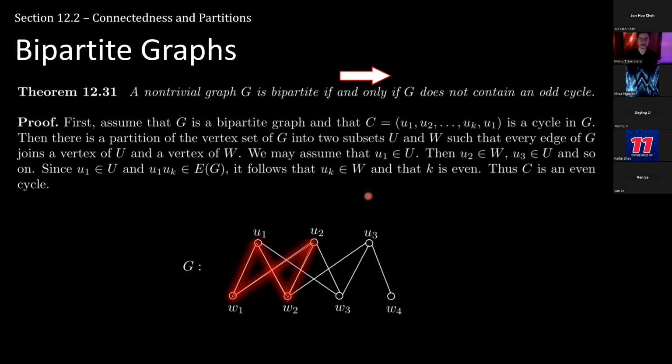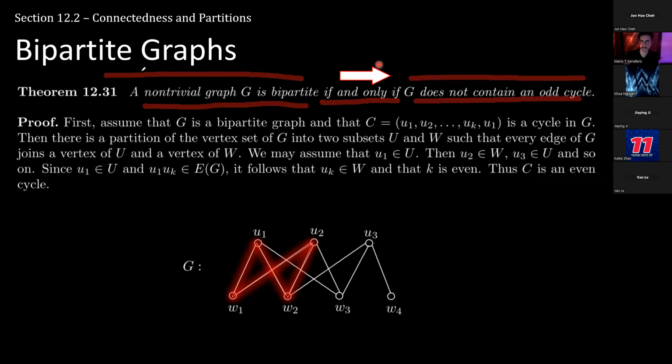So let's look at this. We're going to prove the left to right direction of the implication, because this is an if and only if. If you remember from the beginning of class, if and only if means that we need to prove both directions: that if G is bipartite, then G does not contain an odd cycle, and if G does not contain an odd cycle, then it is bipartite.